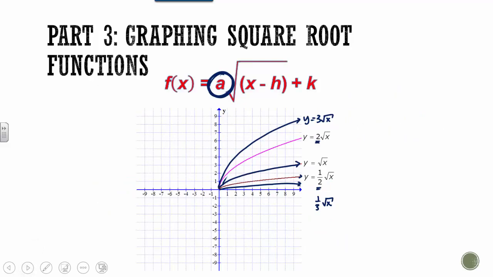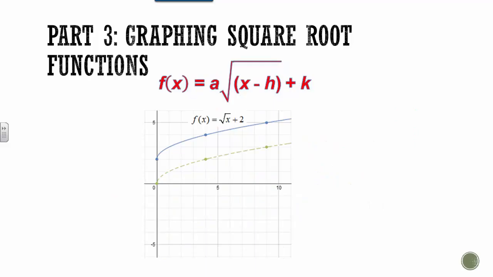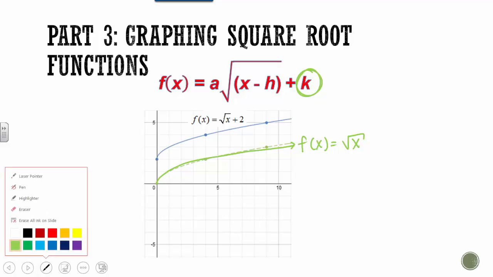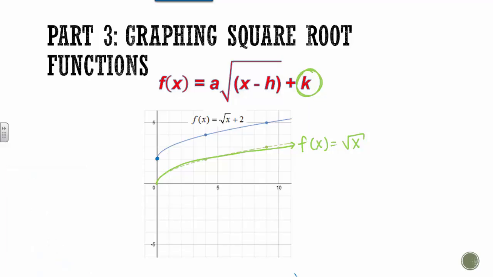So if we go back to this slide here, this is my original function right here. This is f of x equals the square root of x. And if I give you the square root of x plus 2, when it's not inside of the square root, that means everybody's going to move up 2, and I can draw my curve. So if I had you graph f of x equals the square root of x minus 2, I'd go down 2 spaces, and then I'd make my curve.